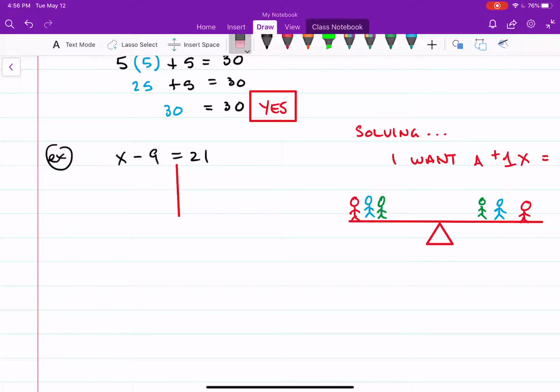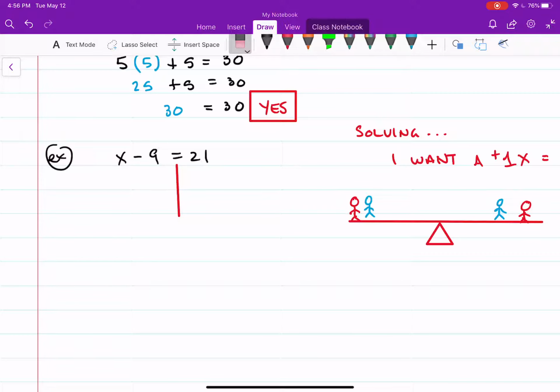However, if I was to take away one person here, undo, then I'll have to take this same equivalent weight away from the other side, okay? So as you're watching me do this, you're gonna see that's exactly what's gonna happen.